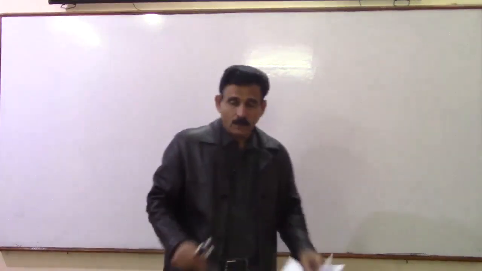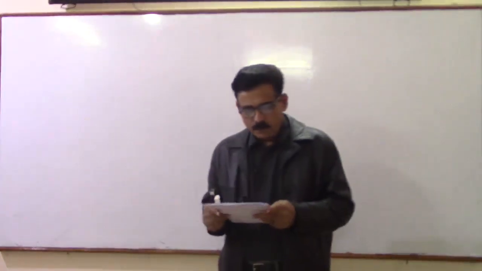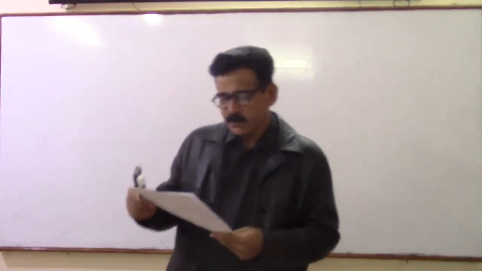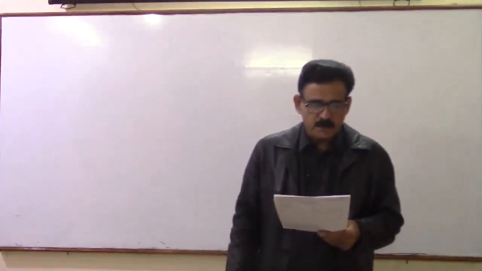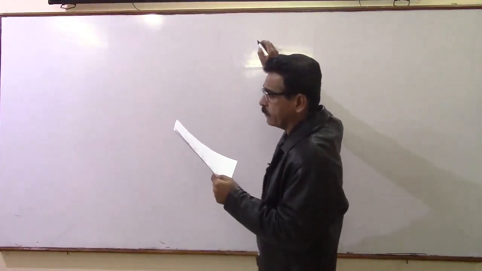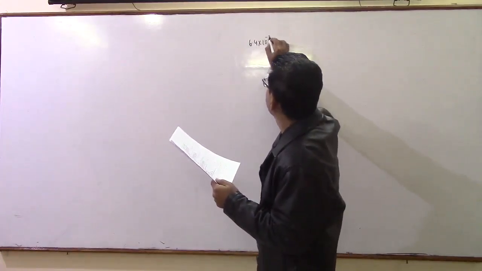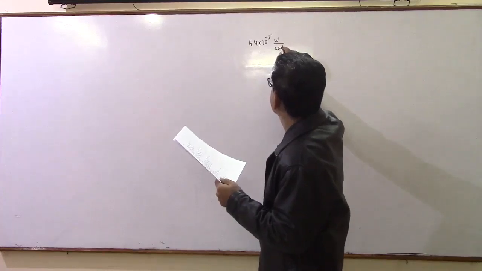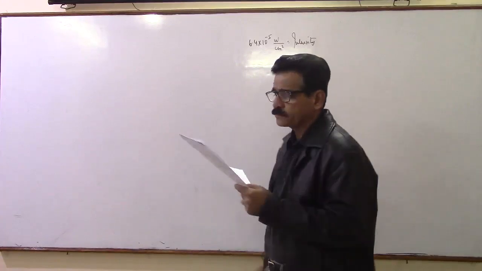To begin with the questions that are debatable, let us start with the very first paper, that is of 7th January. There is this question number 24 that goes like this. A beam of electromagnetic radiation of intensity 6.4 into 10 to the power minus 5 watt per centimeter square. This is the intensity as given.